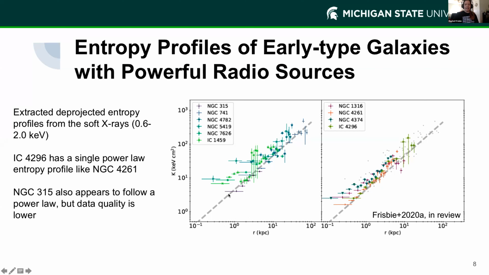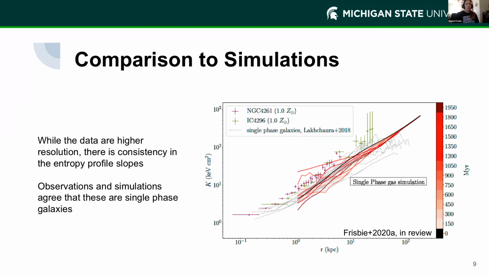But one interesting note is that NGC 315 also happens to follow approximately a power law, though the data quality is not good enough to make any conclusions about what's happening in the central kiloparsec. I also compared this data to simulations, from Wang et al. 2018. And between our data and these simulations, we actually see a pretty close similarity in the entropy profile slope. The normalization of these profiles differs due to different parameters from the simulations.